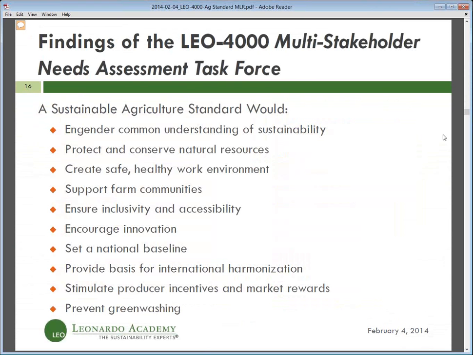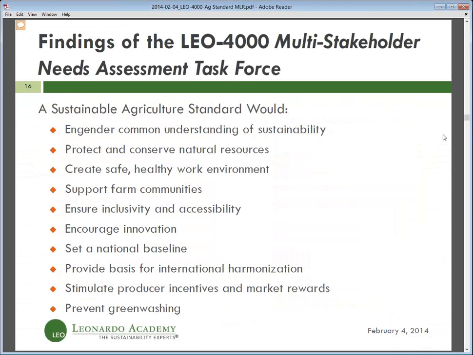We conducted a multi-stakeholder needs assessment, had a task force working on that, and they determined that a sustainable agriculture standard would engender common understanding of sustainability, protect and conserve natural resources, create safe, healthy work environments for agriculture workers, support farming communities, ensure inclusivity and accessibility, encourage innovation, set a national baseline for what sustainable agriculture is considered, provide a basis for international harmonization, stimulate producer incentives and market rewards, and prevent greenwashing.